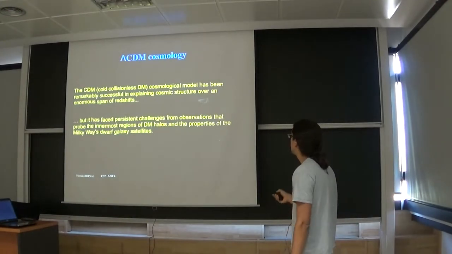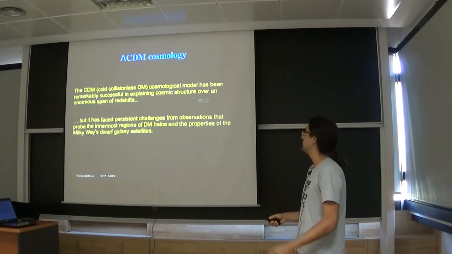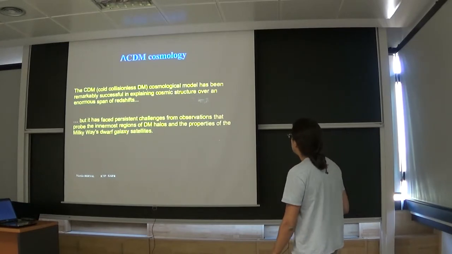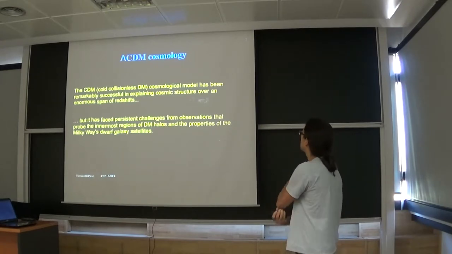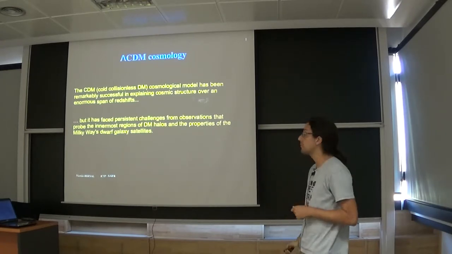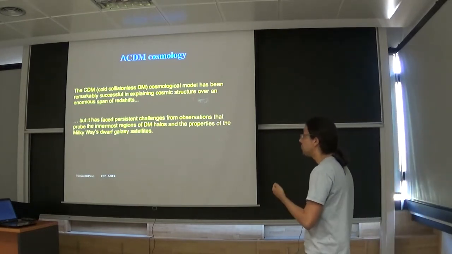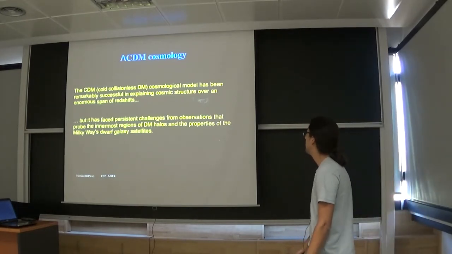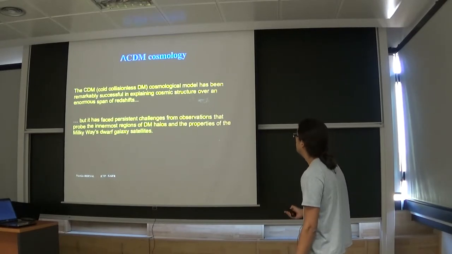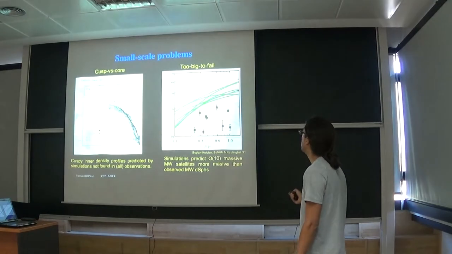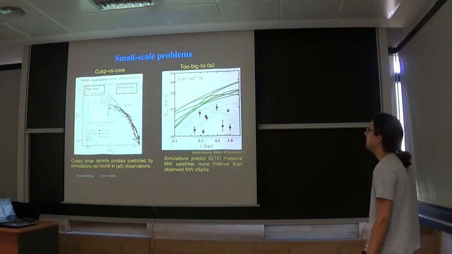Okay, so this first is just the slide I showed you before. This CDM, the so-called collisionless dark matter model, has been remarkably successful in explaining the cosmic structure over an enormous span of redshifts. However, it has faced persistent challenges from observations that probe the innermost region of dark matter halos and the properties of the Milky Way's dwarf galaxy satellites. For example, there are these two known problems: the cusp versus core, and the too big to fail.